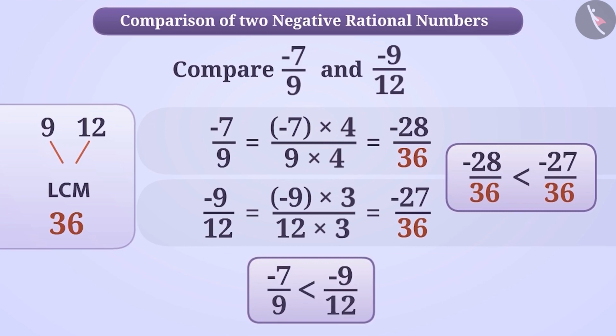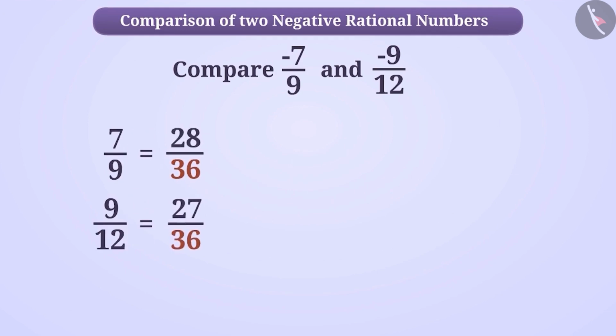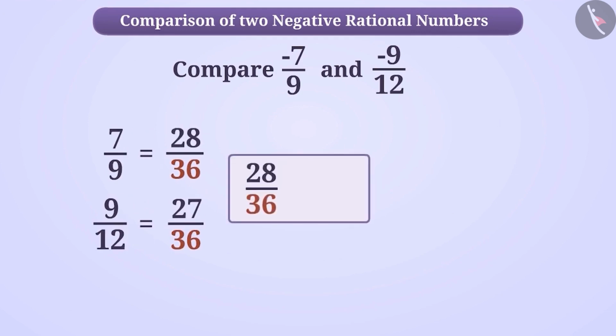There is another method to compare two negative rational numbers. In this method, first we ignore the sign and then compare them. For example, here we will ignore the signs and then compare 7 by 9 and 9 by 12. After making the denominators equal, we express them as 28 by 36 and 27 by 36. Now we see 28 by 36 is greater than 27 by 36.